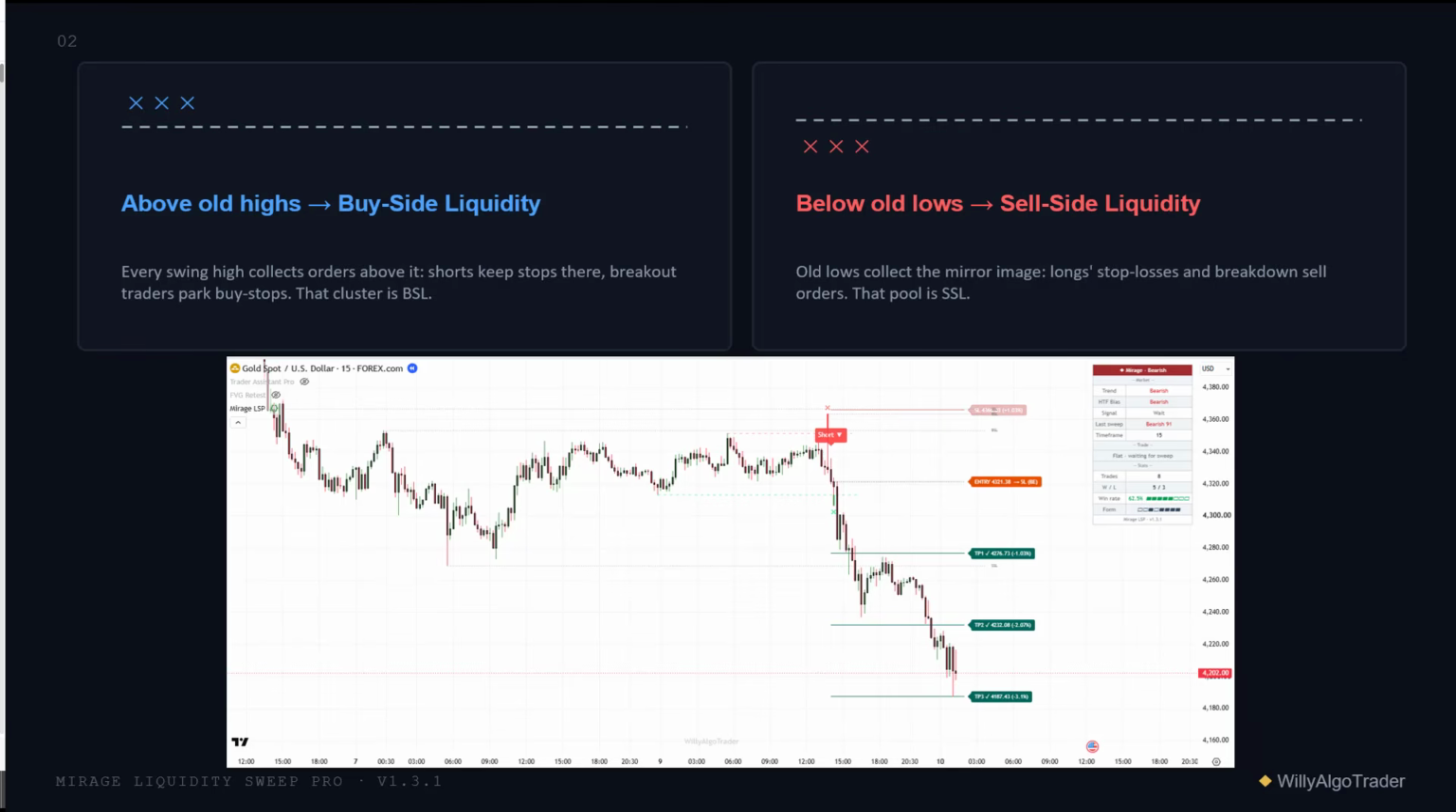Most traders get taught that price reverses at support and resistance, but that's backwards. Price doesn't reverse at a line you drew. It reverses where resting orders get eaten. Above every swing high, there's a stack of stops and breakout buys, buy-side liquidity. Below every swing low, the mirror image, sell-side liquidity. Big players need that liquidity to fill their size. So price gets pushed through the level, the stops trigger, the orders fill, and then price snaps right back. That's a sweep, a stop hunt. And the reversal that follows is some of the cleanest movement you'll ever trade.